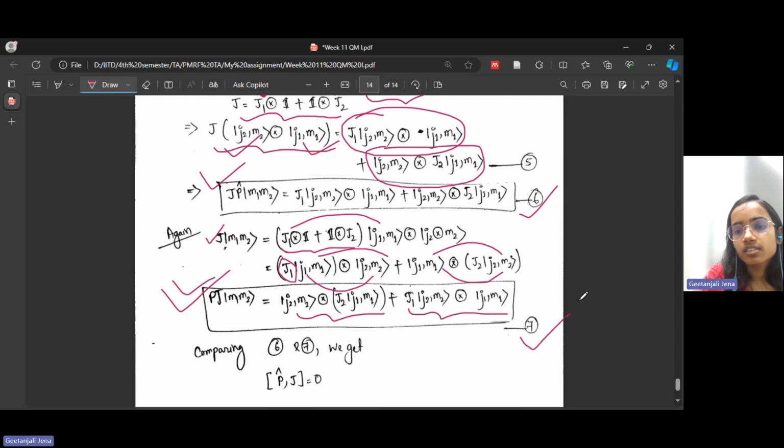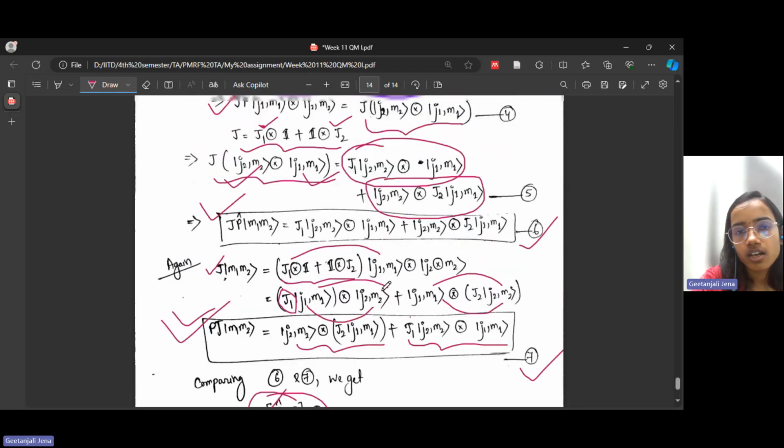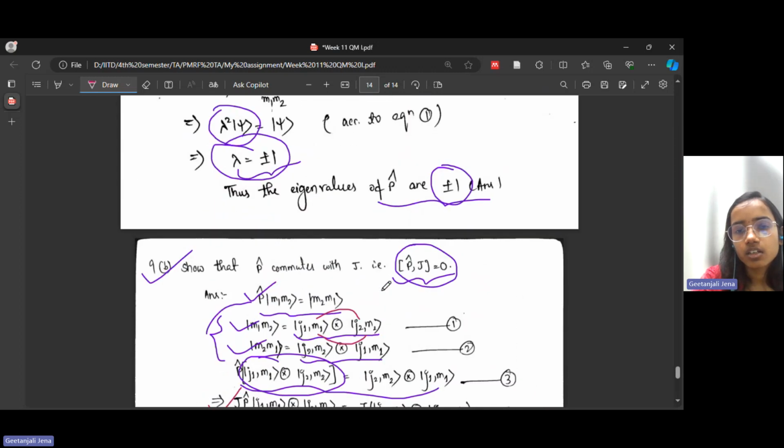Now if you check equations 6 and 7, they are equal. So when JP acts on M1 M2, it is the same as when PJ acts on M1 M2. So that means the commutation relation will be 0. So the P interchange operator commutes with the J operator. Okay, so this was the last problem of our section.